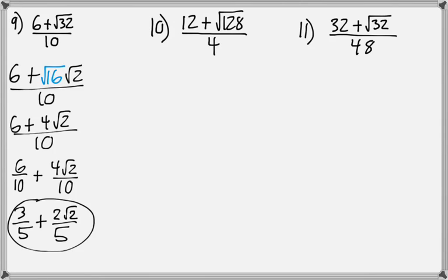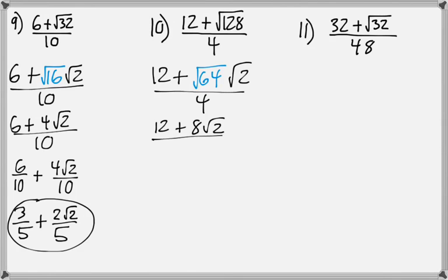With 10, it's going to be 12 plus the largest perfect square that divides into 128 is 64, and that's 64 times 2. Then the square root of 64 is 8. And then I want to break this up. And then I want to simplify. So 12 divided by 4 is 3. 8 divided by 4 is 2. And again, the radical just kind of goes along with it.